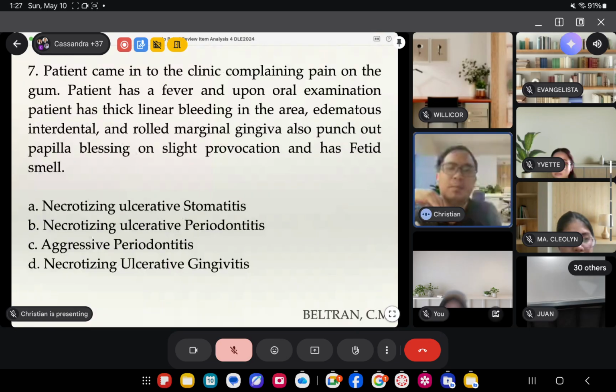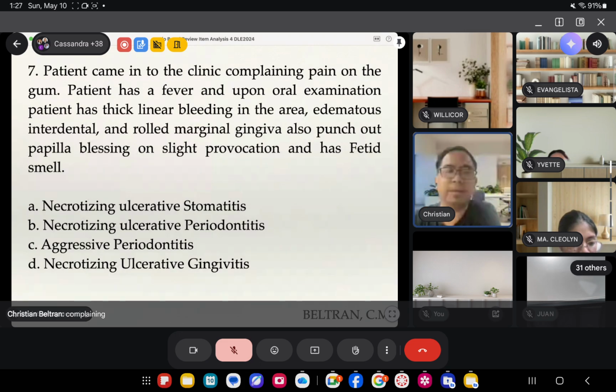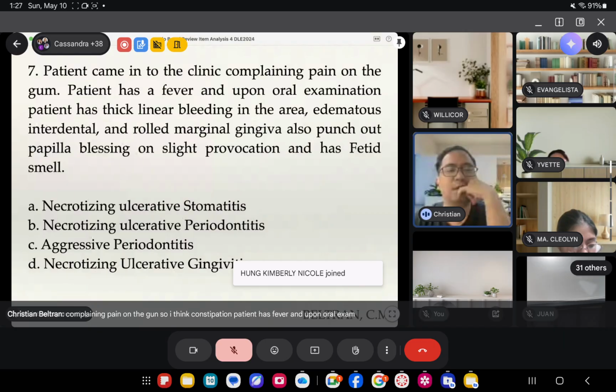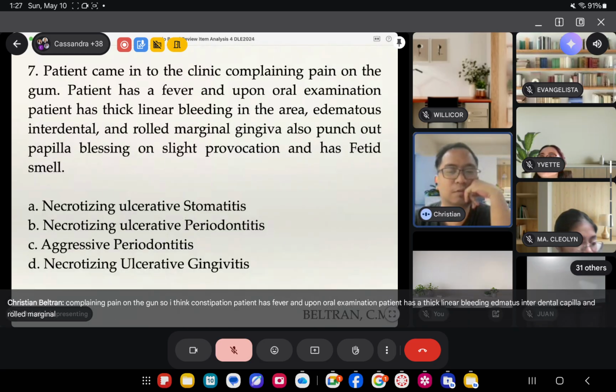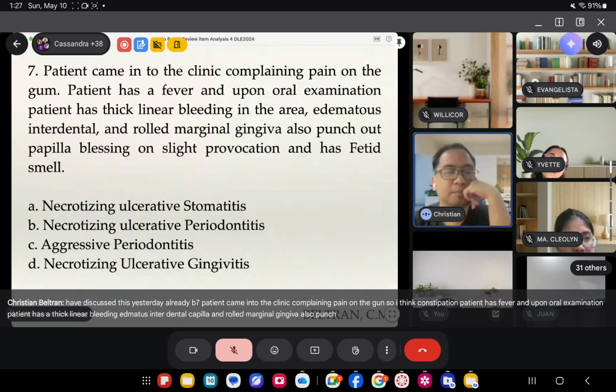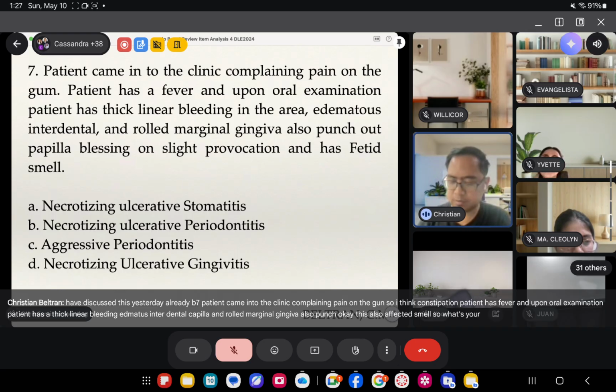Number 7, patient came into the clinic complaining of pain on the gum. Ito yung gums ni patient. Patient has fever and upon oral examination, patient has a thick linear bleeding, edematous interdental papilla, and rolled marginal gingiva. Also punched out papilla. Okay? There's also a fetid smell. So, what's your answer here?